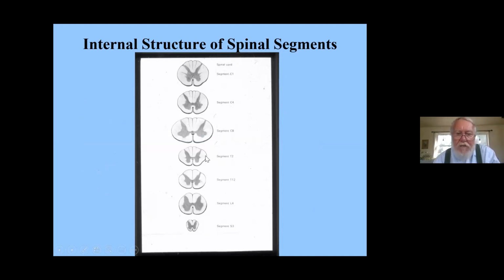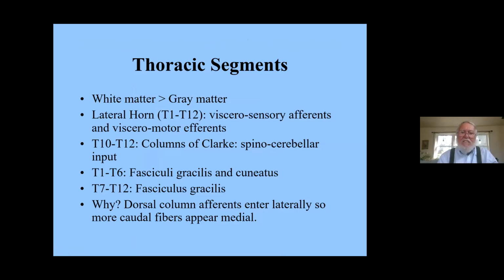Now when we look at the thoracic segments, we see a dorsal horn, a ventral horn, and a lateral horn. Now, why is that? It's because at the cervical, lumbar, and sacral levels, what we are getting is somatosensory inputs, okay?